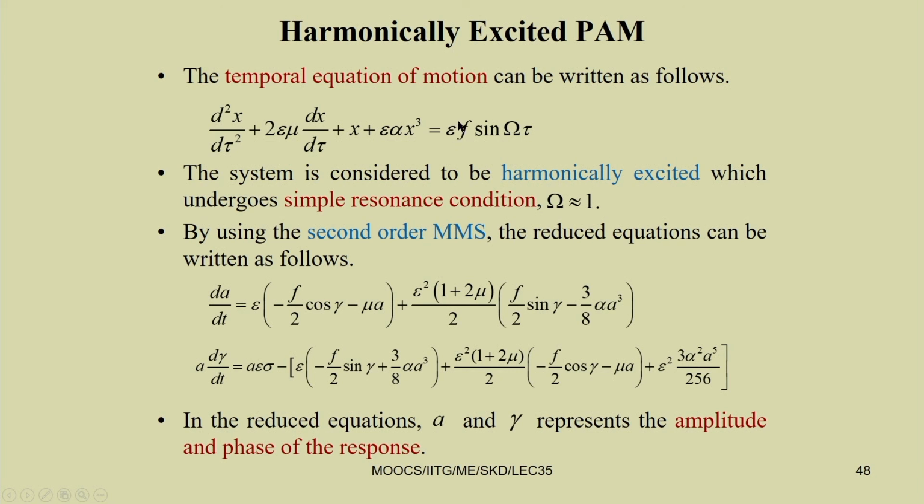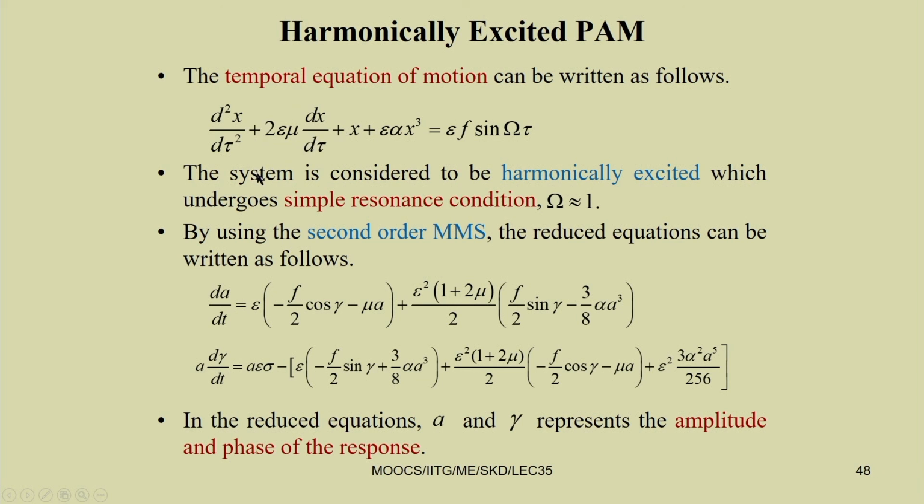So, it can be f sin omega t. In that case the excitation will be hard excitation. Here we are taking this cubic nonlinear stiffness, that is why this is epsilon alpha x cubed, and the viscous damping we are considering is of epsilon order.